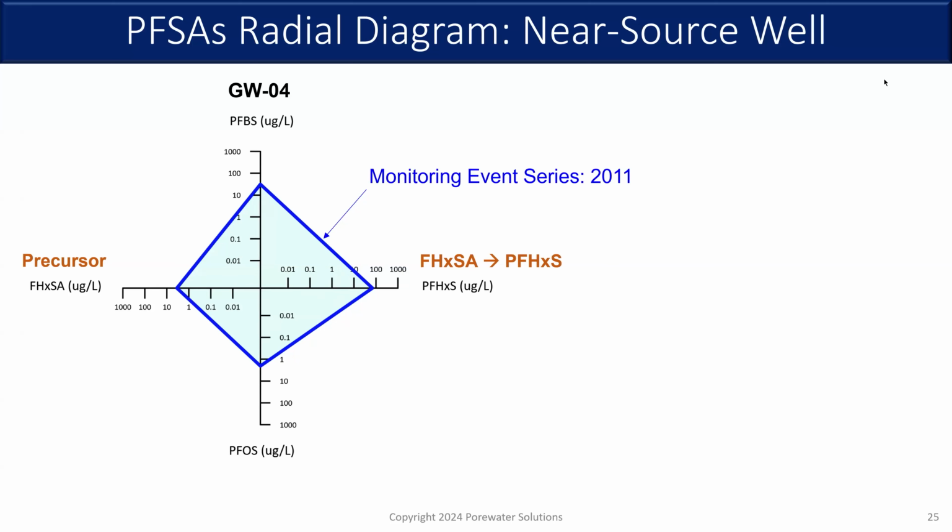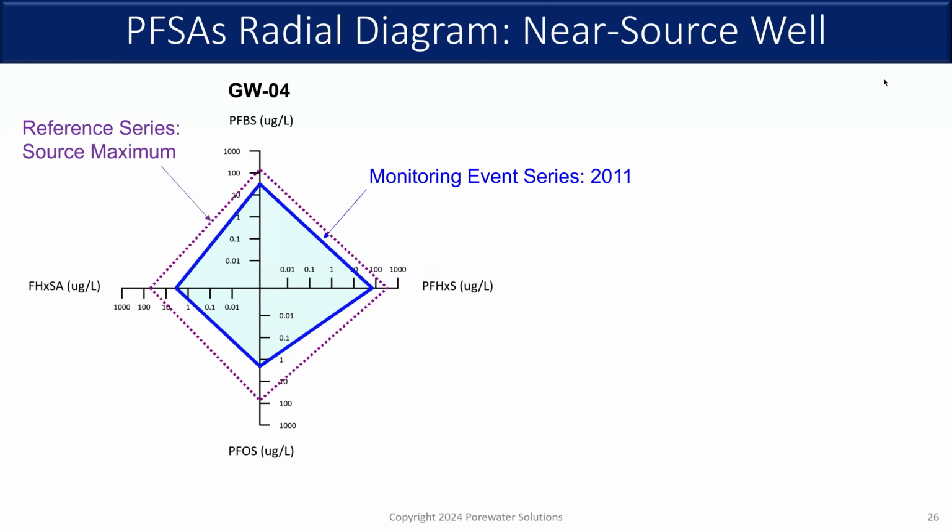So in terms of PFAS radial diagrams, I've got a couple things I typically do with PFAS, also with chlorinated solvents. This is a simple radial diagram we're looking at now. On the left axis, that's a precursor, FHxSA, that can biodegrade to PFHxS, typically under aerobic conditions when it occurs. And we've also got on the top axis PFBS, bottom axis PFOS. And the data series we're looking at in blue, that's the monitoring event results from 2011 for this South Dakota site at this one particular well, GW4.